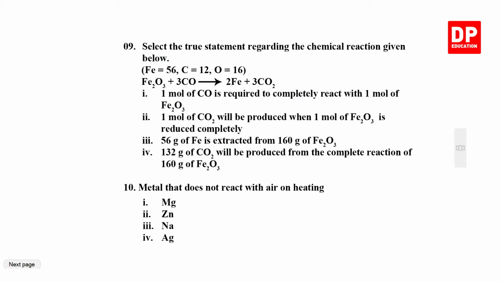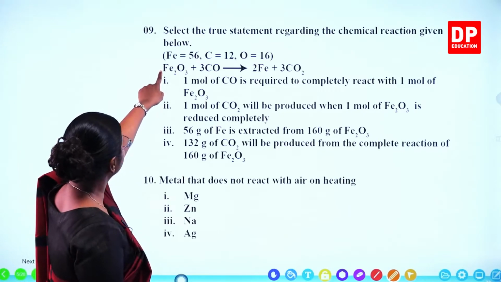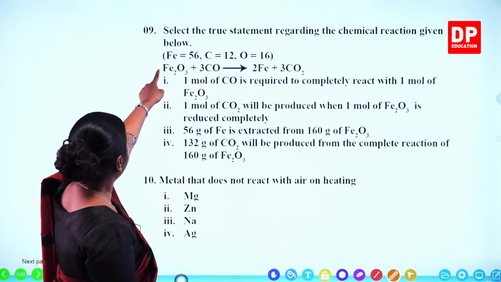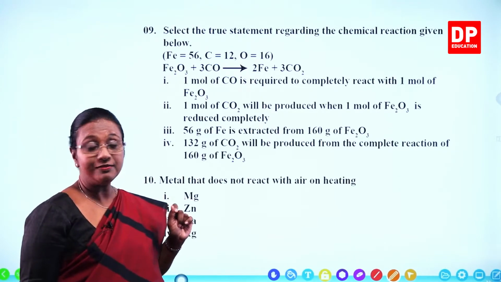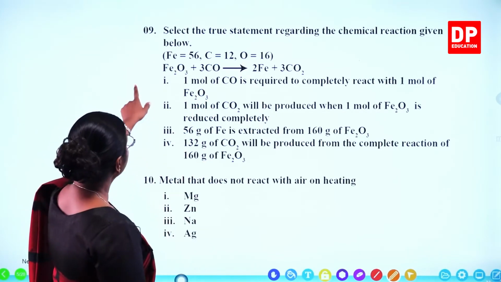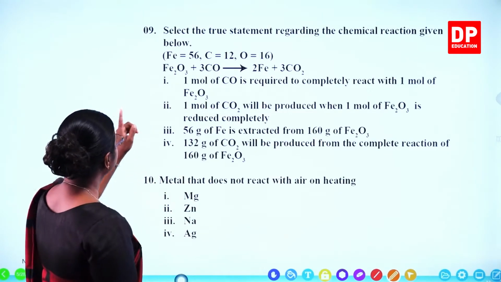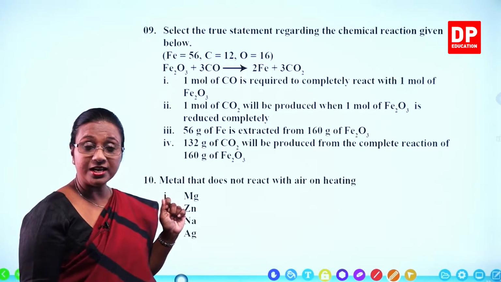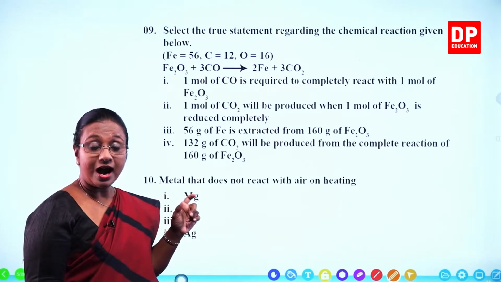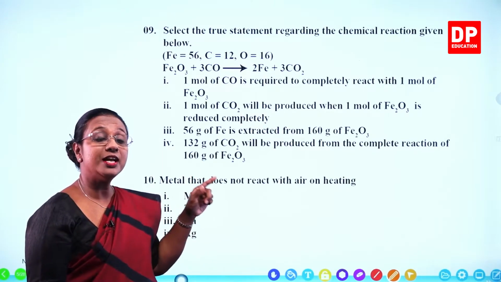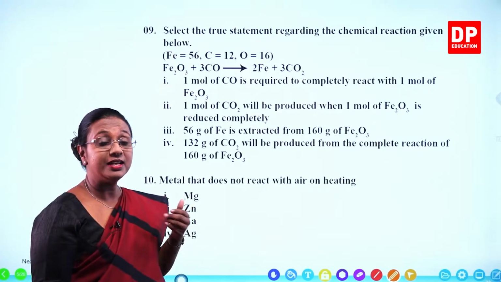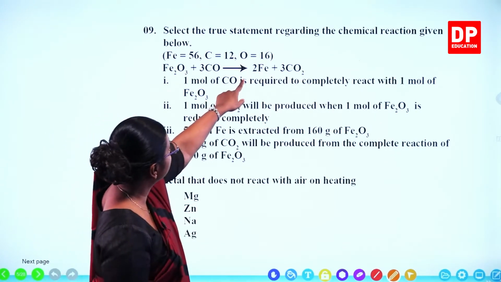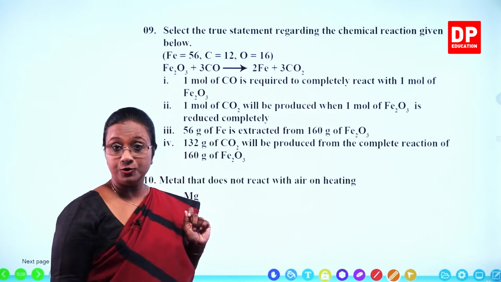So the question number 9. Select the true statement regarding the chemical reaction given below. Under that you can see, students, they have given the relative atomic masses for iron Fe 56, carbon 12 and oxygen 16. You are familiar with this reaction also. What is it? Fe2O3, that is hematite, and 3CO, that is carbon monoxide, where the iron oxide is reduced by carbon monoxide to form iron in the extraction of iron inside the blast furnace. So here you get 2 Fe and 3 CO2.